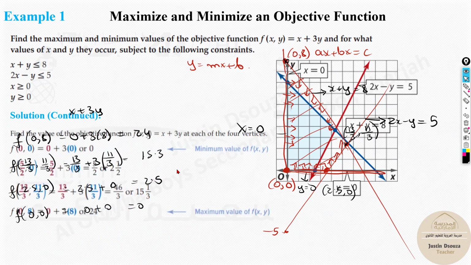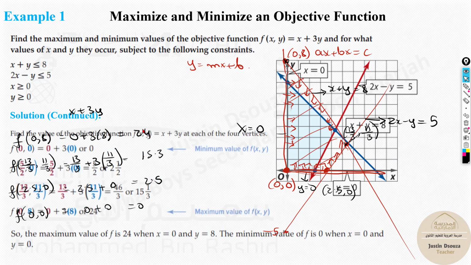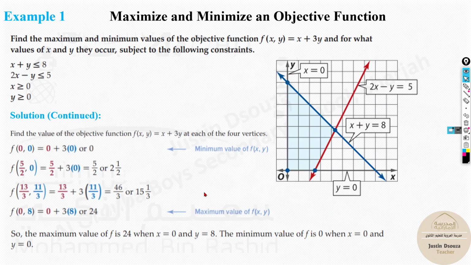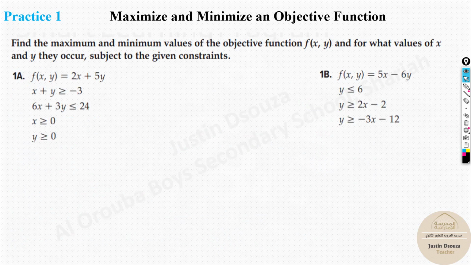And finally we got the maximum value of 24 at x is 0 and y is 8, and the minimum was at x is 0 and y is 0. The f of x was 0 as well. So this is how we basically solve these problems. Please do practice more problems by yourselves.